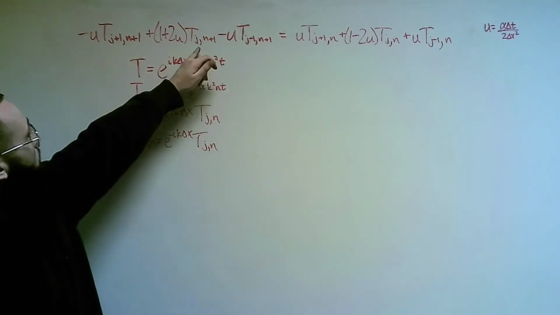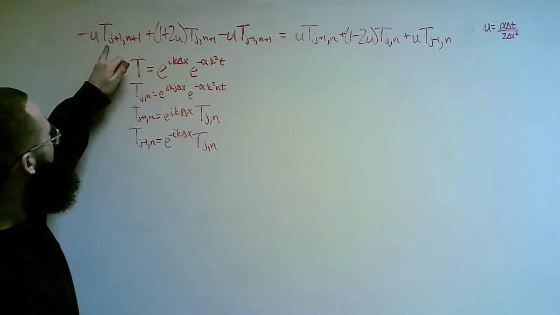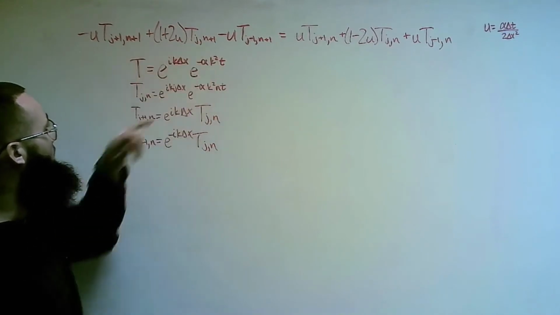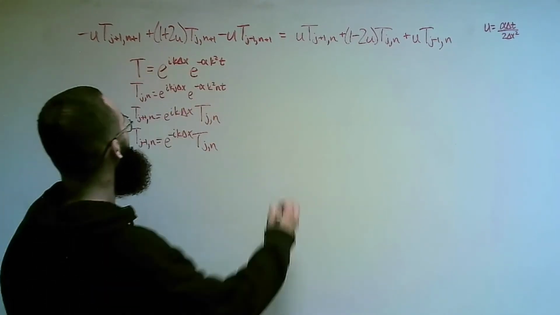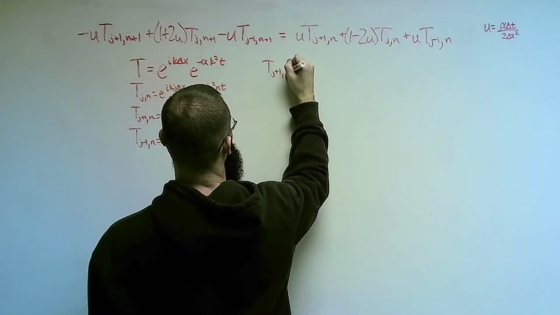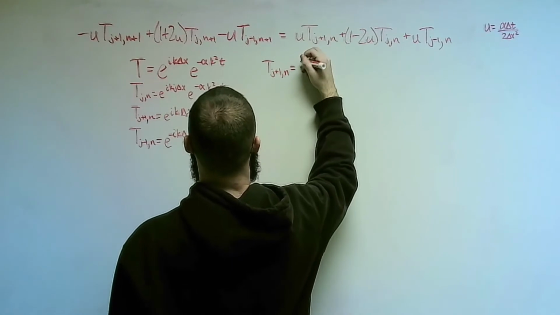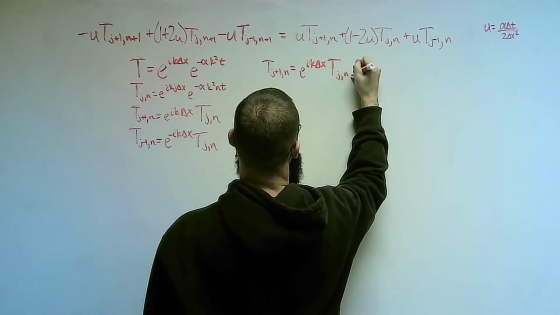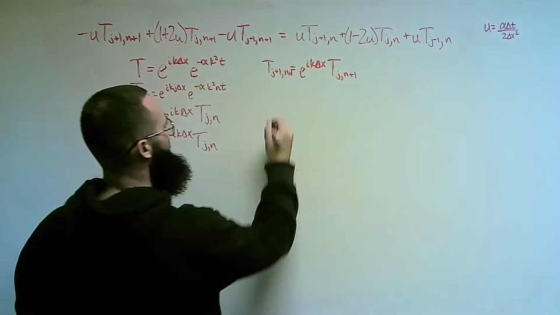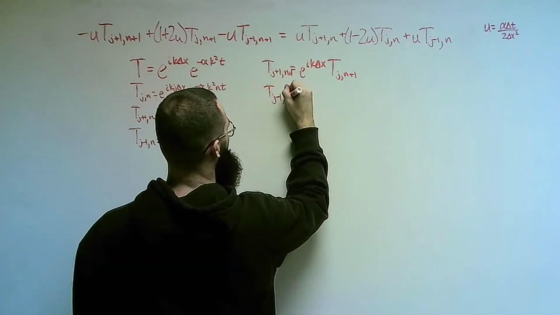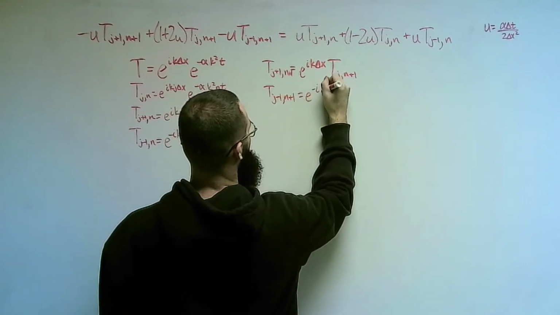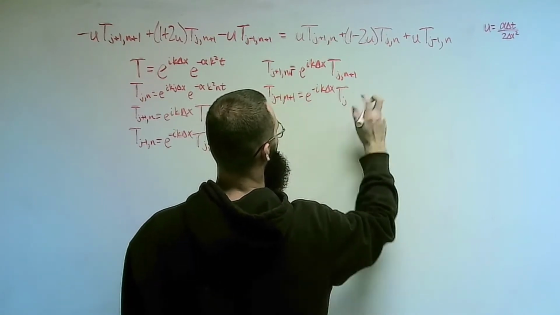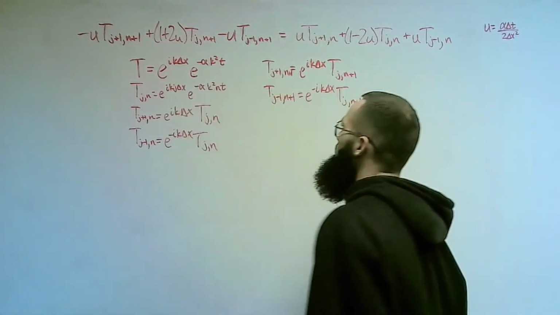And now we want to know what to do with these n plus 1 terms. As you can see, T_{j+1}^{n+1} differs from T_j^{n+1} by this j plus 1, and therefore an e^(i k Δx). So you know that T_{j+1}^{n+1} is going to be equal to e^(i k Δx) T_j^{n+1}. As well as T_{j-1}^{n+1} is going to be equal to e^(-i k Δx) T_j^{n+1}.